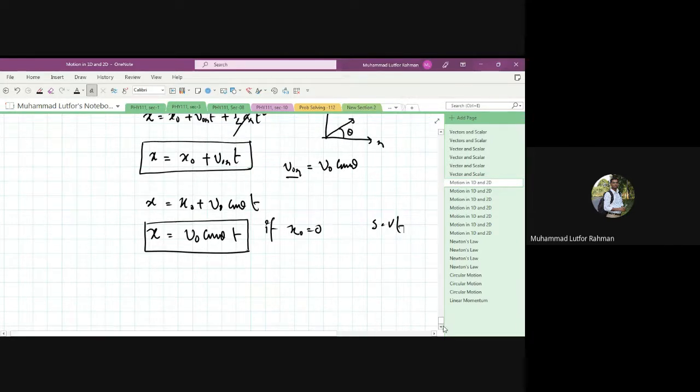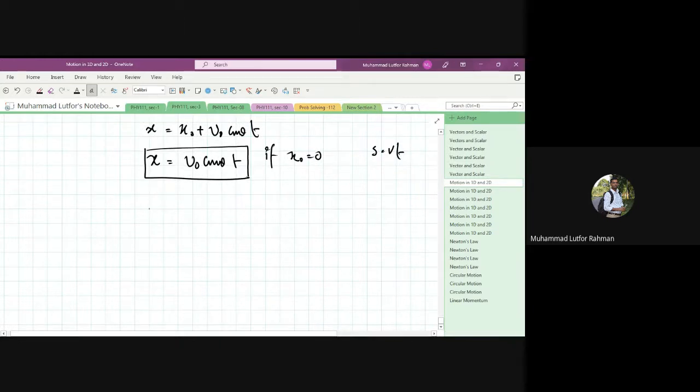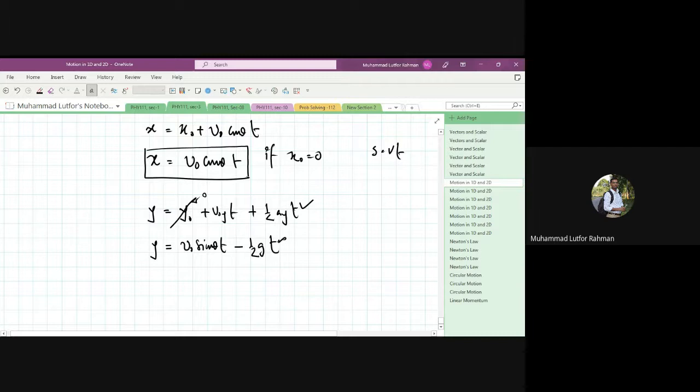All right, for the second equation, in the vertical direction motion, I'll write y equals y naught plus v naught y t plus half a y t squared. I'll choose y naught as 0. For simplicity, I choose the starting point as the origin. Then for v naught y, I'll write v naught sin theta t minus half g t squared, right? These are the basic two equations to solve projectile motion.